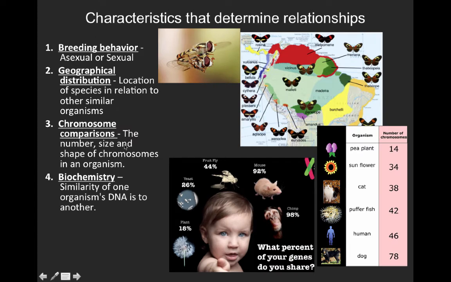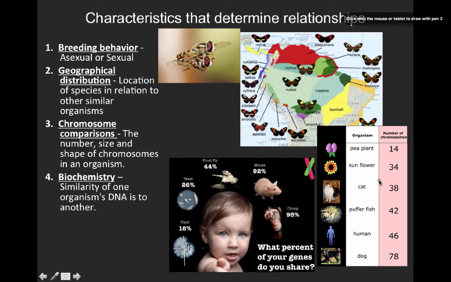Other characteristics we look at to determine evolutionary relationships would be the breeding behavior, the geographical distribution, chromosome comparisons, and biochemistry. Breeding behavior, typically we look at, are they going to be reproducing sexually or asexually? So here we have an example of sexual reproduction. Geographic distribution, we look at a species and how it's kind of spread out over a given area or related in proximity to other species as well. So we have a map of geographic distribution here.